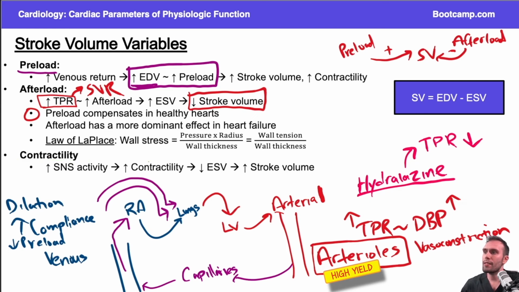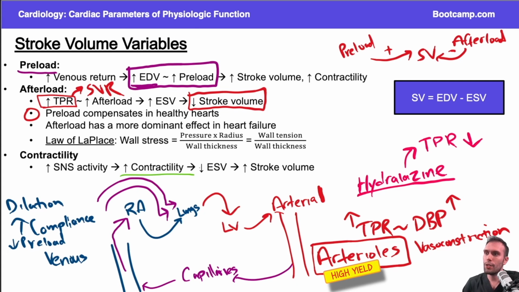Now, what are some things that can impact contractility? There's a couple things. The biggest one, though, is going to be increases in sympathetic nervous system activity, particularly things like catecholamines, things that have beta agonist activity, like epinephrine, for example. So if you want to put things in layman's terms, contractility is essentially how hard the heart is beating, okay?